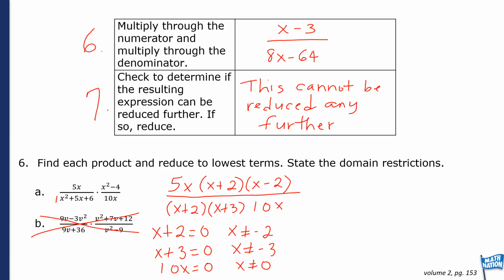Now that we know that, we can simplify. What can we cancel out? So we have x plus 2 in the numerator, x plus 2 in the denominator. Those we can cancel. And also we have 5x divided by 10x. That gives us 2. And that would stay in our denominator because the bigger number is in the denominator.